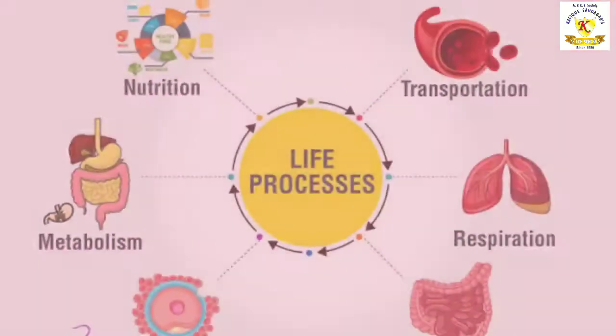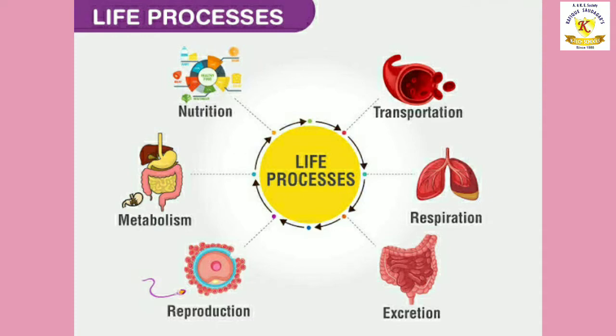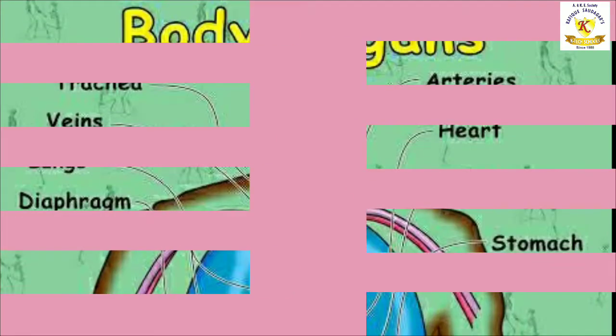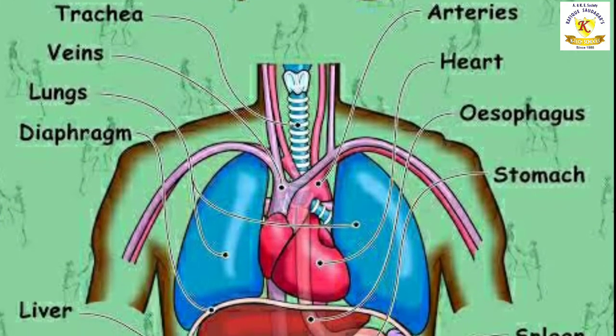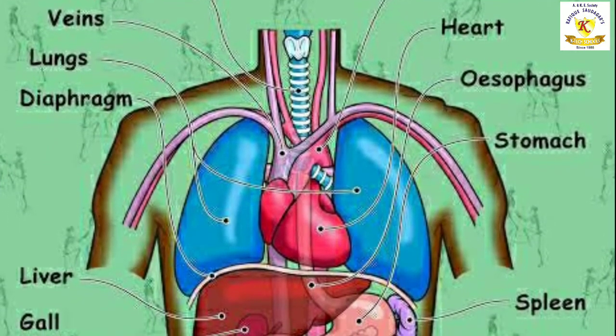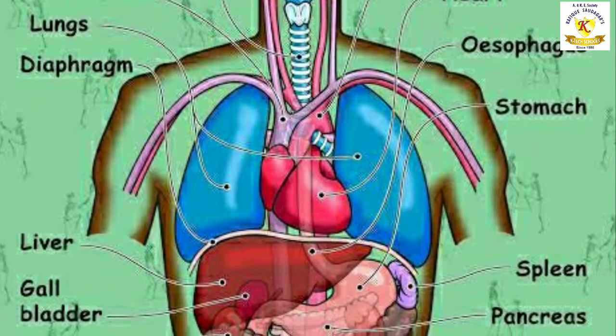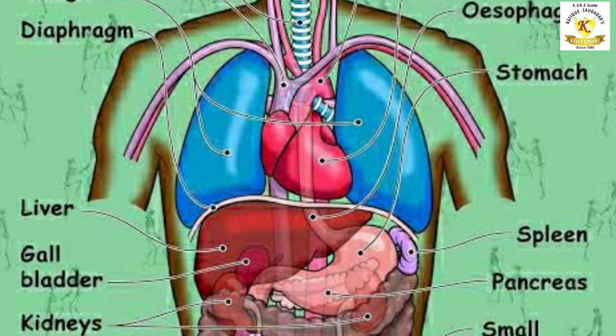Now, children, in the last classes, we have studied some characters of living organisms. All the vital processes which are essential properties of living beings are collectively called life processes. Can you see here? Now what happens? Different organs in our body work in a group so as to smoothly carry out various life processes.